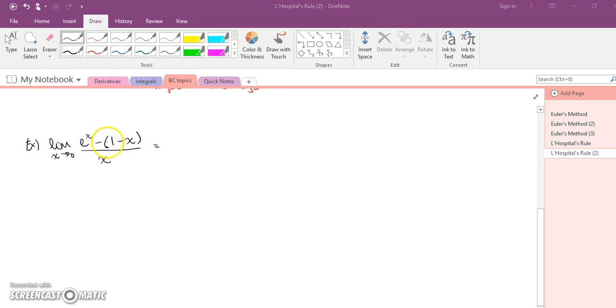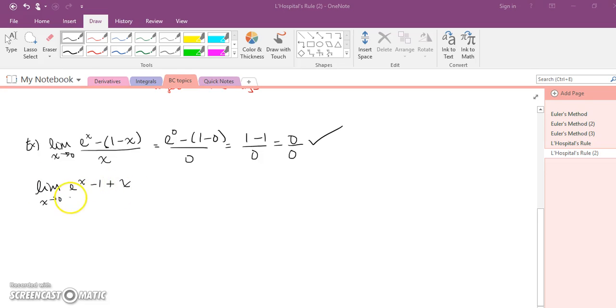Okay, e to the x minus quantity 1 minus x over x. I'm approaching 0. I'm going to do direct substitution to make sure that I even need to apply L'Hopital's rule. E to the 0 is 1, minus 1 over 0. Okay, so I'm definitely going to need L'Hopital's rule. I'm going to rewrite the problem with the negative distributed. And now I'm going to go ahead and apply L'Hopital's rule at this point here.